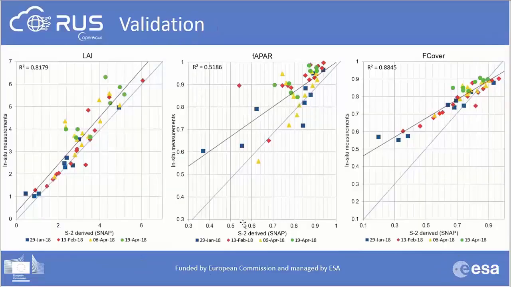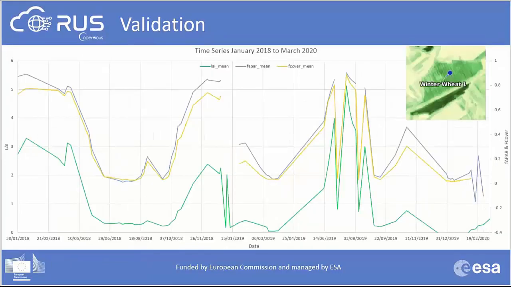So here it's just the validation graphs that I have already shown you. On this slide you can see the time series for which we have just exported the data. Here is the field that we are considering, and this is the point. The field is a winter wheat field, so we can see that in the beginning of the year it has a high leaf area index value. The time series is of leaf area index here in the green, FAPAR here in the blue, and in yellow it's the FCover, or fraction of vegetation cover.